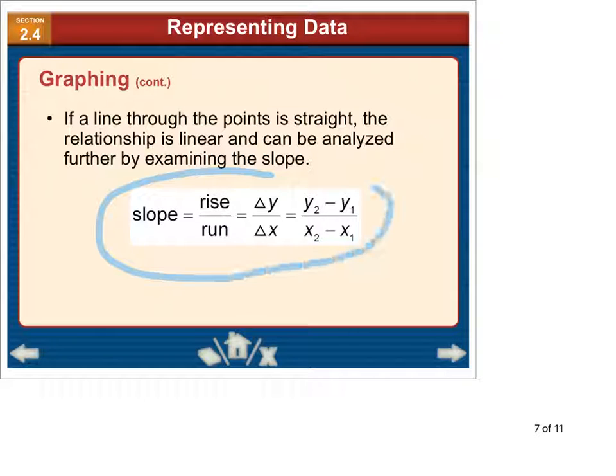We got our slope formula here. You should remember from chemistry slope, and you'll remember the symbol was m, from Algebra 1. m equals slope, rise over run. Here we read this delta x and delta y, means change in y divided by change in x, equals y sub 2 minus y sub 1 over x sub 2 minus x sub 1. And we can use this. If it's a straight line, we can examine the slope.